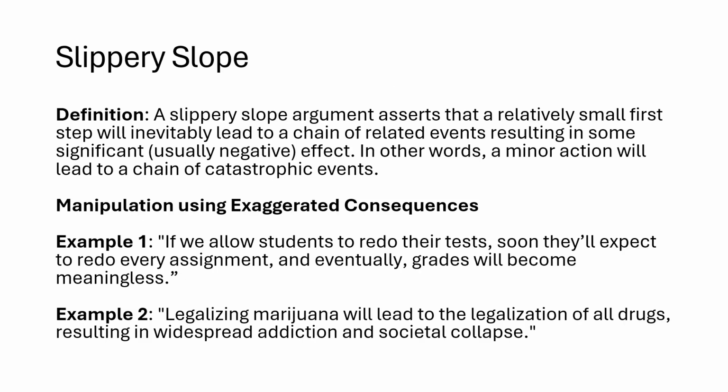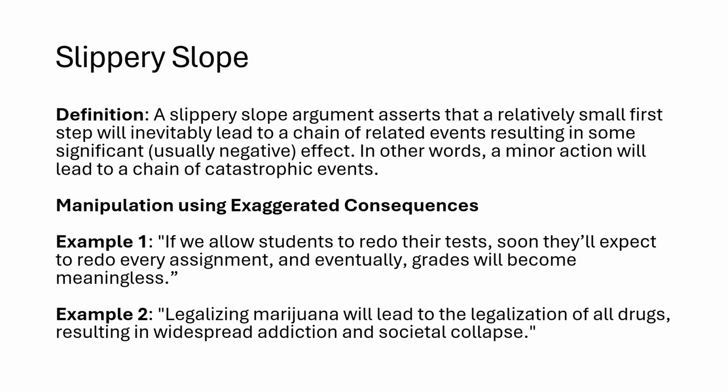A slippery slope argument asserts that a relatively small first step will inevitably lead to a chain of related events resulting in some significant, usually negative, effect. In other words, a minor action will lead to a chain of catastrophic events. This is manipulation using exaggerated consequences.